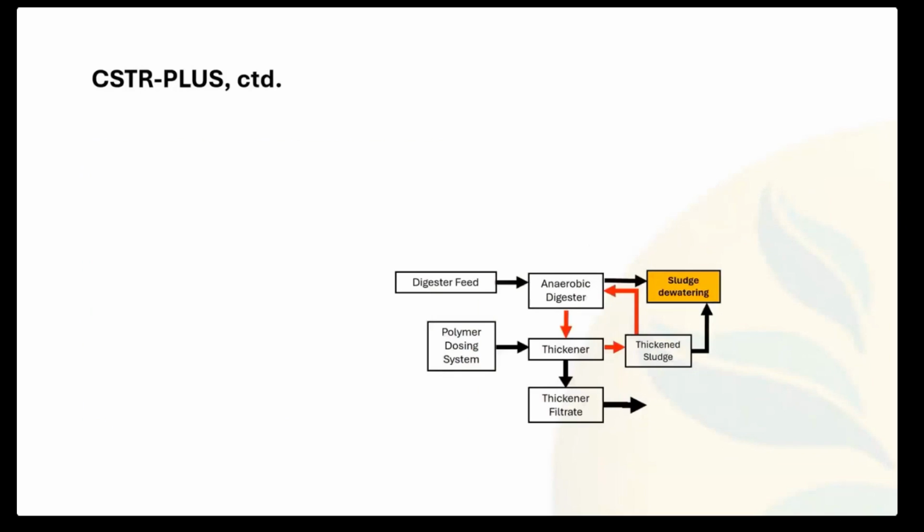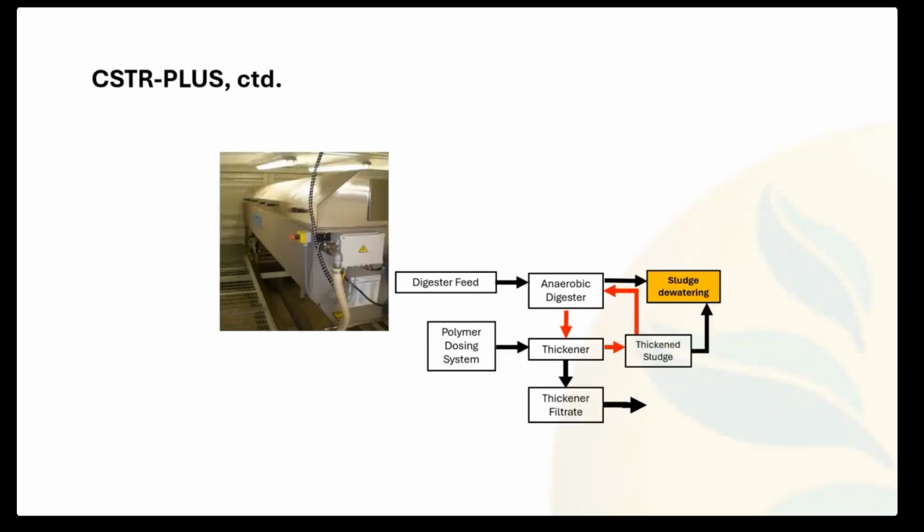The feature is basically shown with this process flow scheme in the red arrows, that digester contents are continuously pumped through the thickener. The thickened sludge is returned into the digester, and the excess filtrate that has been removed can be disposed to further treatment or other applications. And the thickened sludge, part of it can also be forwarded to sludge dewatering to make sludge cake for export from the plant.